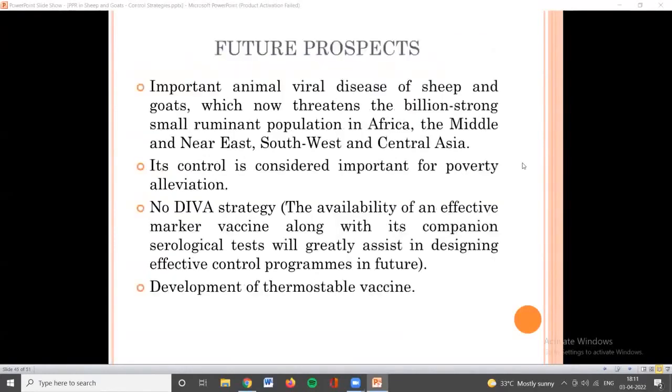Future prospects. Till date, there is no DIVA strategy in India, but the Pirbright Lab, UK, has developed some DIVA strategy for PPR. They have also developed some thermostable vaccines for PPR. Till date, both technologies are not available in India.